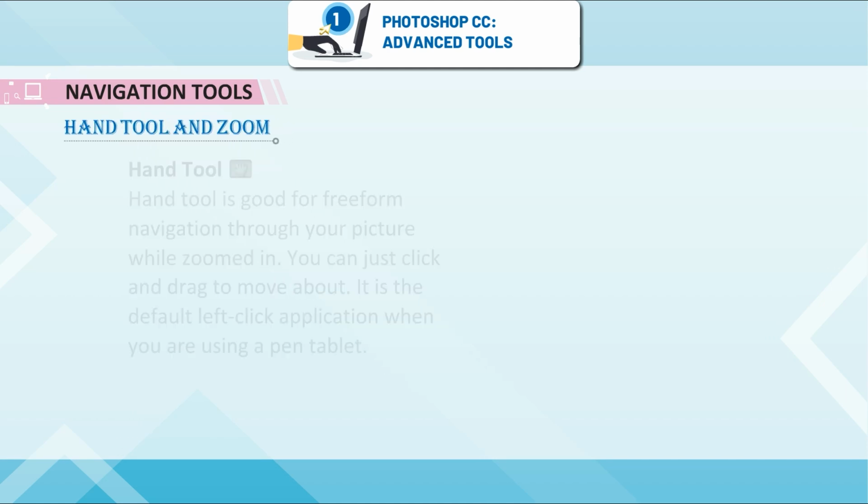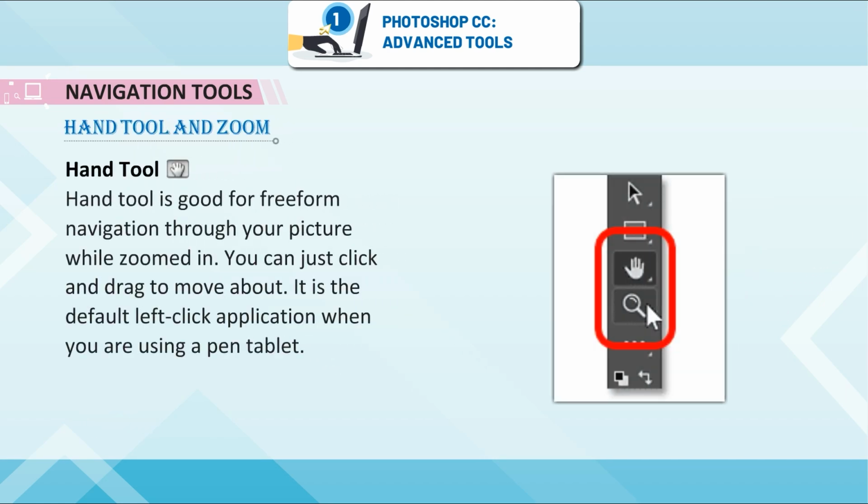Navigation tools. Hand tool and zoom. Hand tool. The hand tool is good for free-form navigation through your picture while zoomed in. You can just click and drag to move about. It is the default left-click application when you are using a pen tablet.